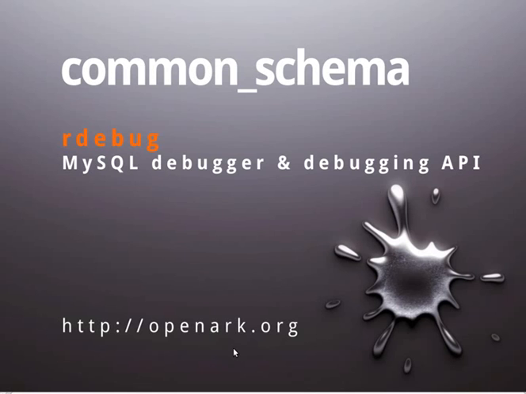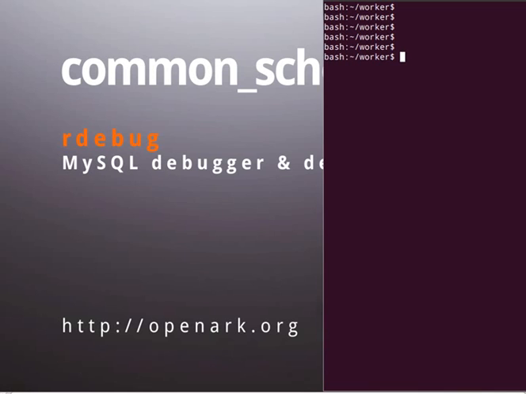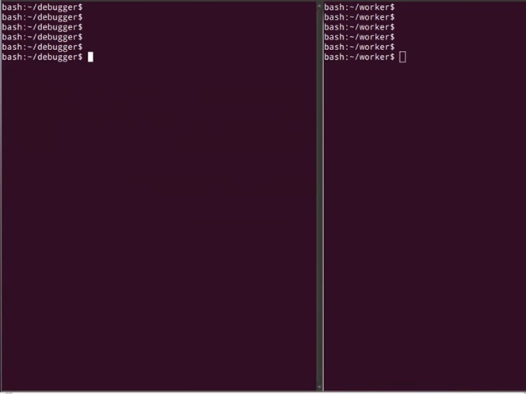rdebug works by using two connections, the worker connection and the debugger connection. One executes one's routines in the worker connection. The debugger connection attaches itself to the worker connection and controls its workflow.